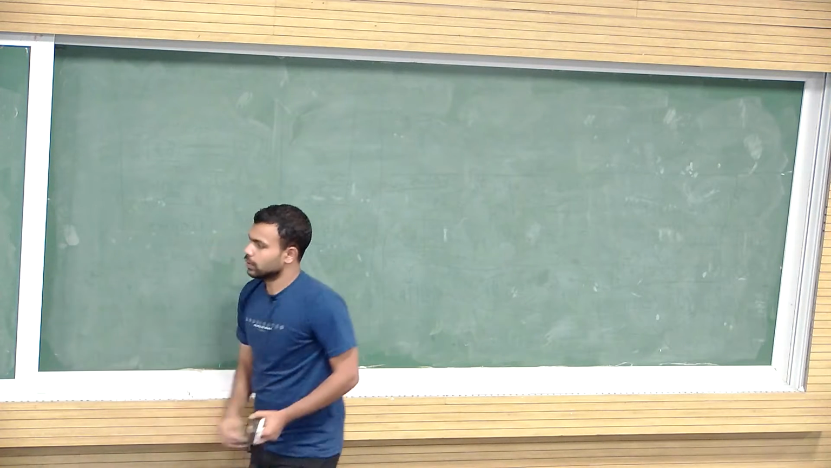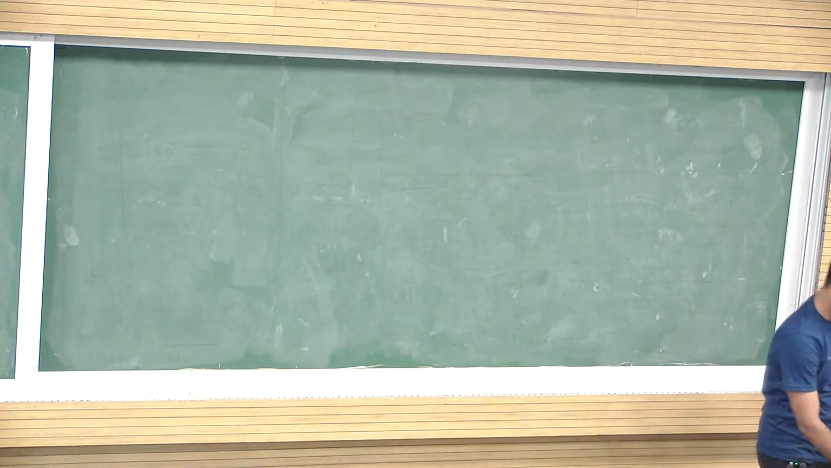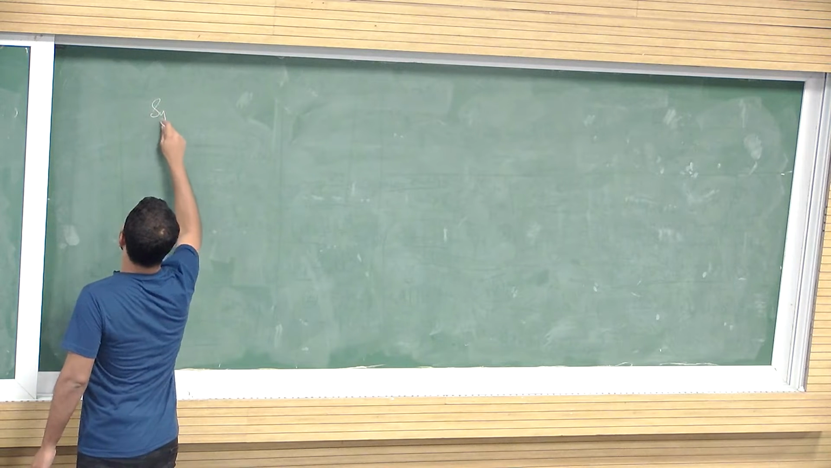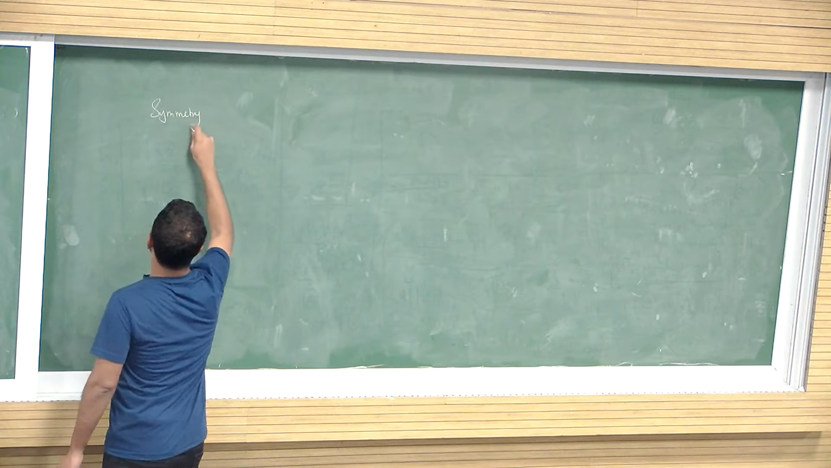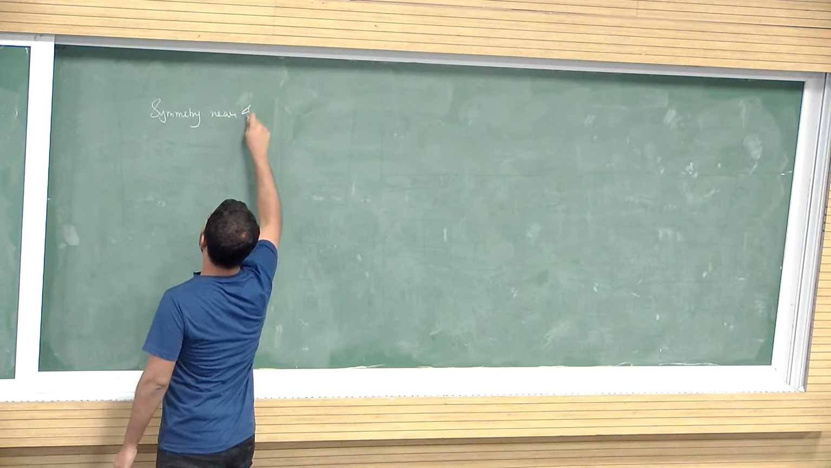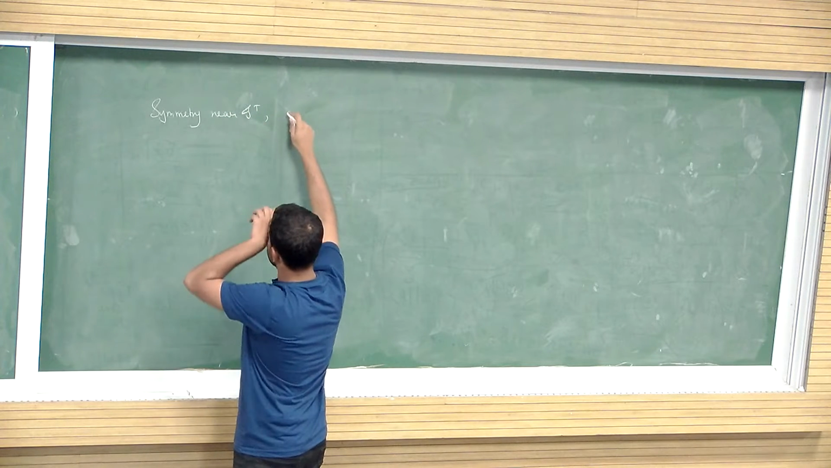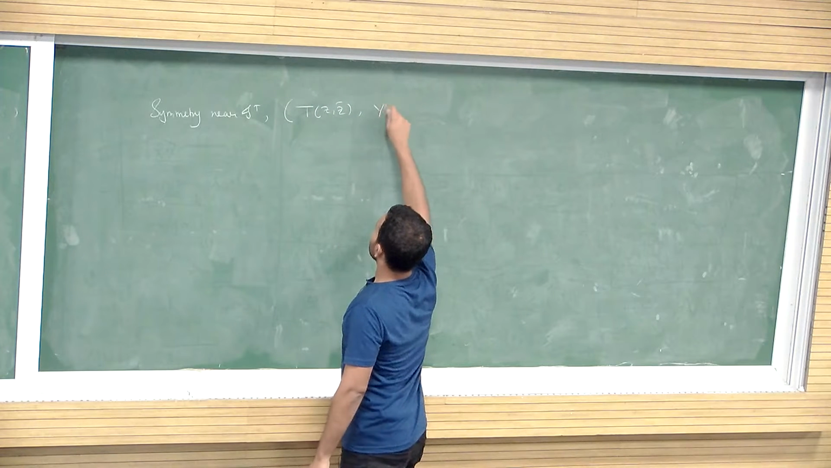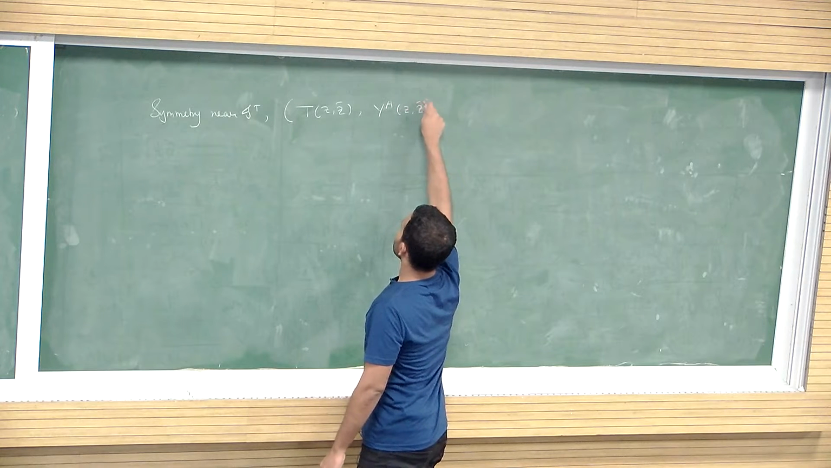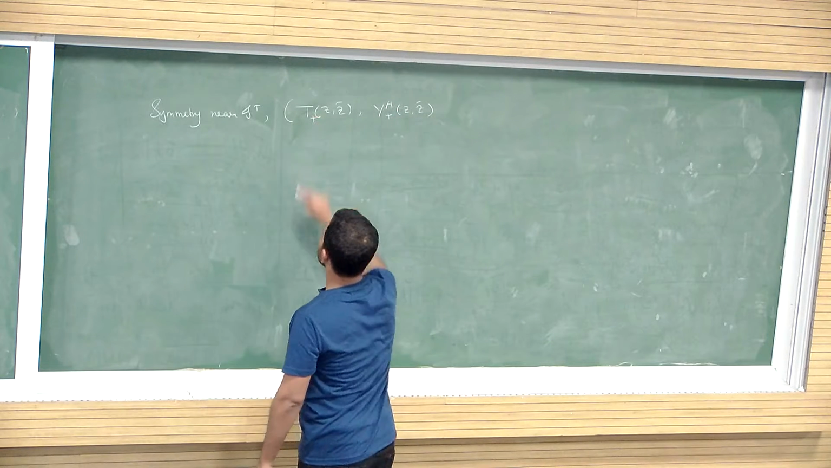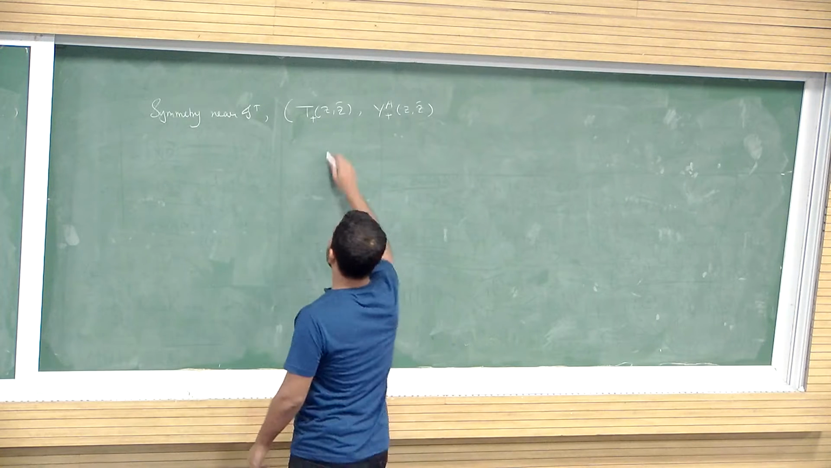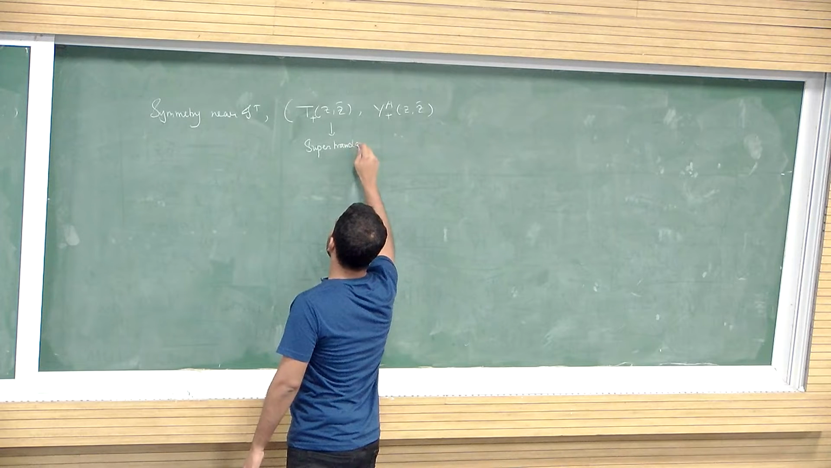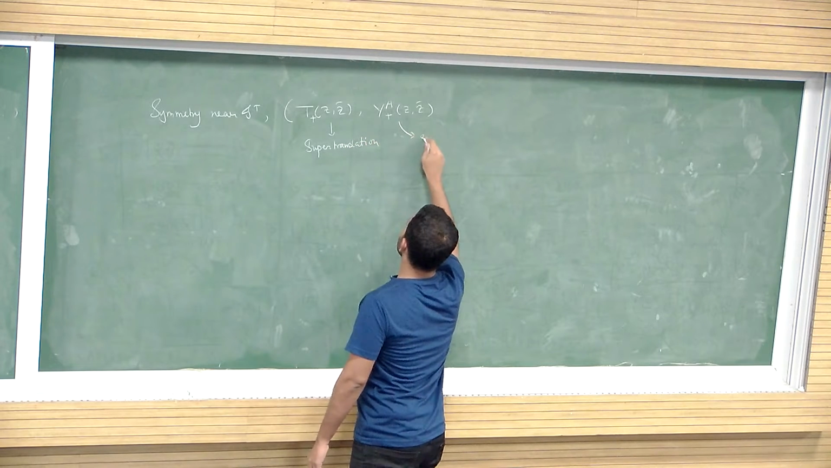Okay, so then what we see is that we have this symmetry near scri plus. The symmetry near scri plus is generated by these T's, which are the supertranslations, and these Y's, which are the superrotations. I'll write plus to indicate that they're near scri plus. This is the supertranslation, and this corresponds to superrotations.